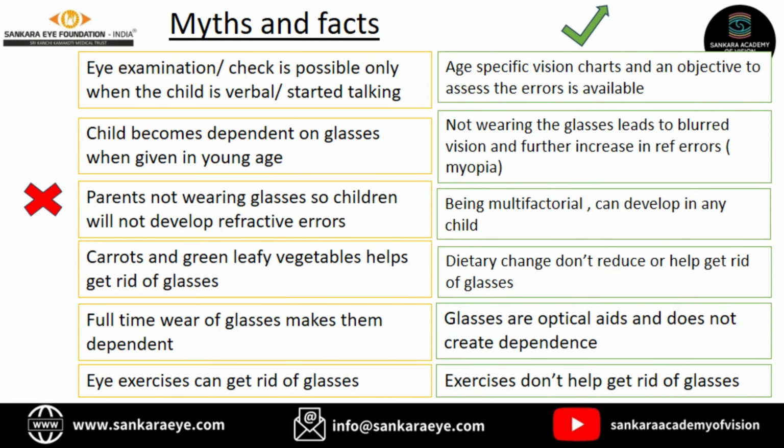Then parents say, I don't wear glasses, so my child does not need glasses or will never develop glasses. This is again a myth. It is based on genetic factors and environmental influences, a combination of the two. Children don't get exactly the genes which you have. There can be mutations, and that could be a cause. There could be a large amount of environmental influences which cause powers. So being multifactorial, this can develop in any child. Even if you don't have glasses, your child can develop glasses, and it's essential to get an eye check done.